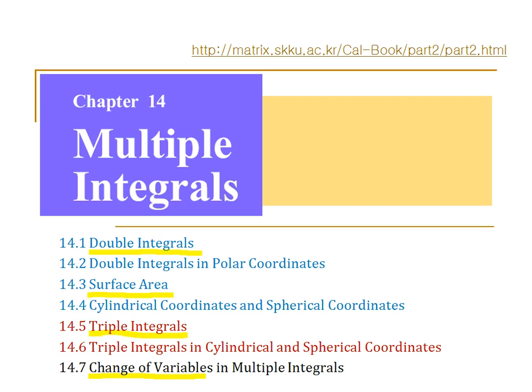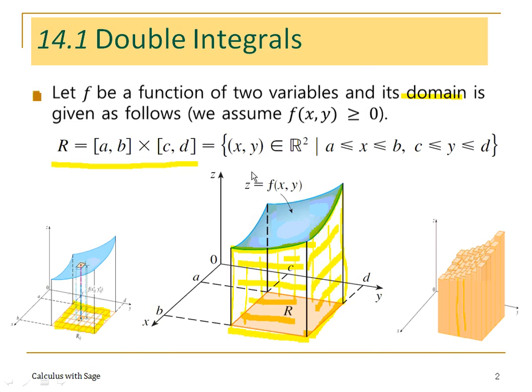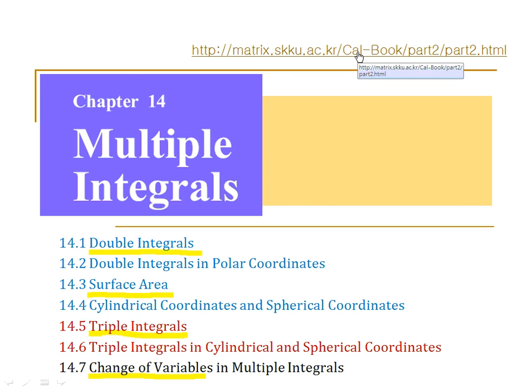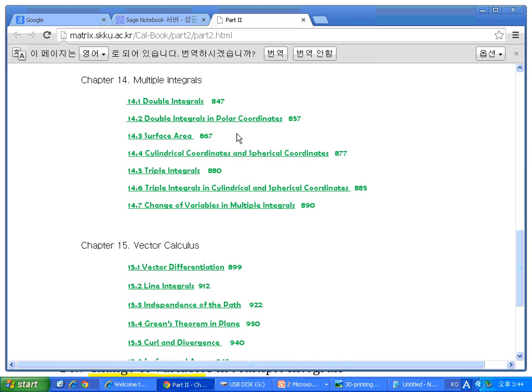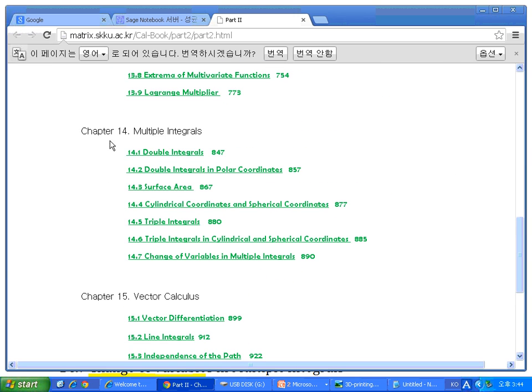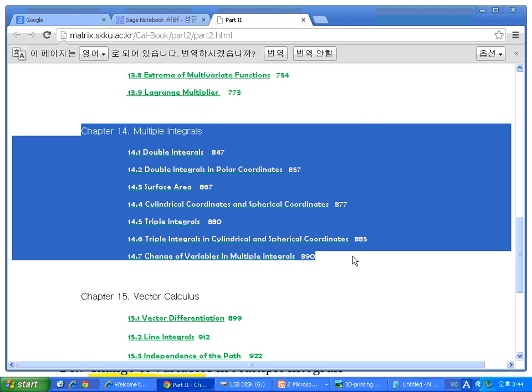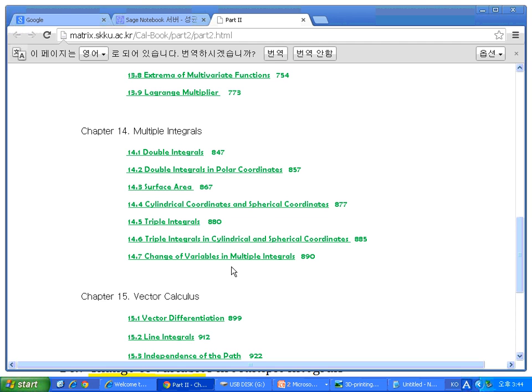Okay, chapter 14, multiple integrals. We start with section 14.1, double integrals. Those can be found on this website, and we will start chapter 14 today, starting from the double integral. The last section of this chapter is change of variables in multiple integrals.